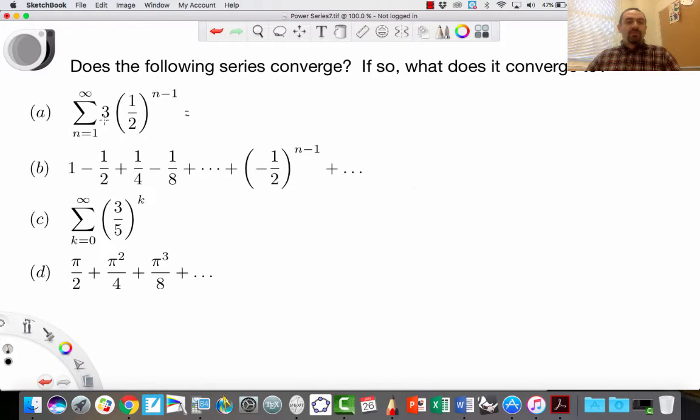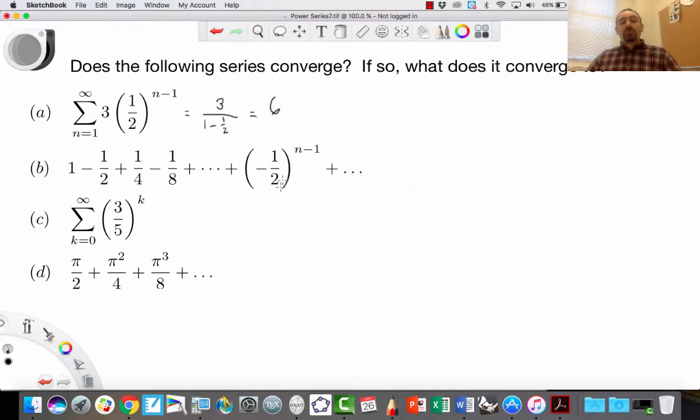I have a times r to the n minus 1, and n runs from 1 to infinity, meaning that this will converge as long as r is in absolute value less than 1. 1 half is less than 1, so this will converge to 3 over 1 minus r, or 6. The second one, we have an alternating series now, 1 minus a half plus a quarter minus an eighth, and so on. The nth term looks like this.